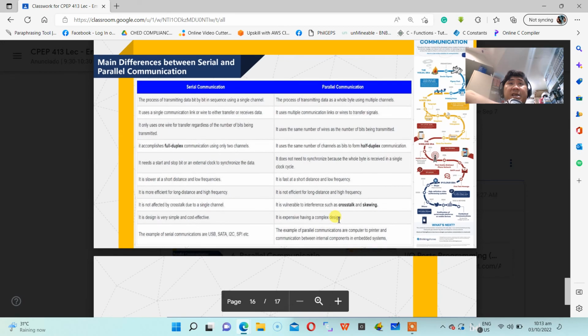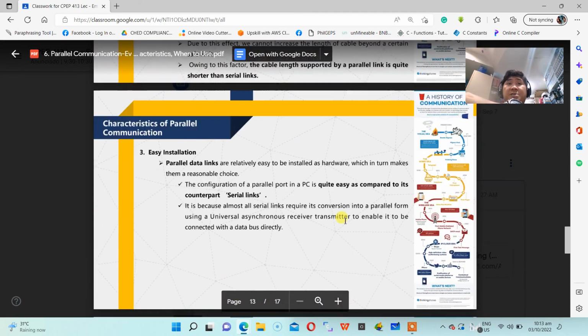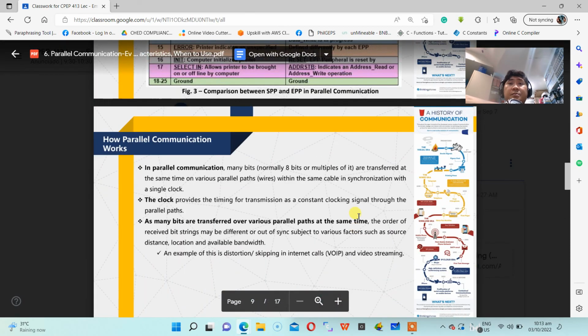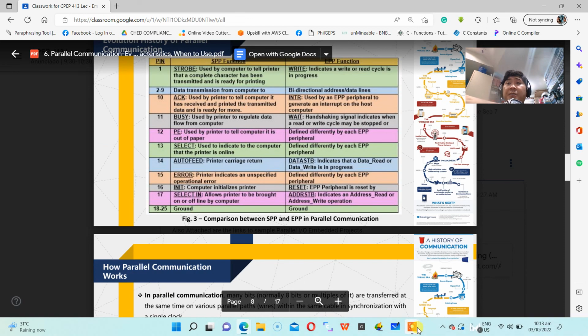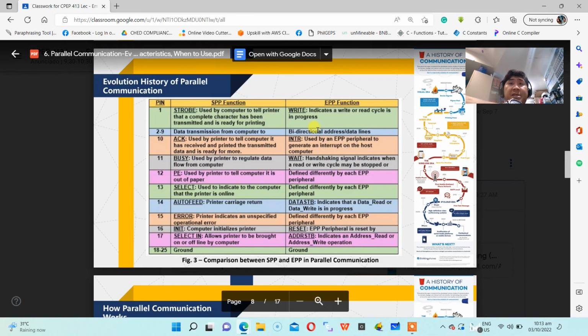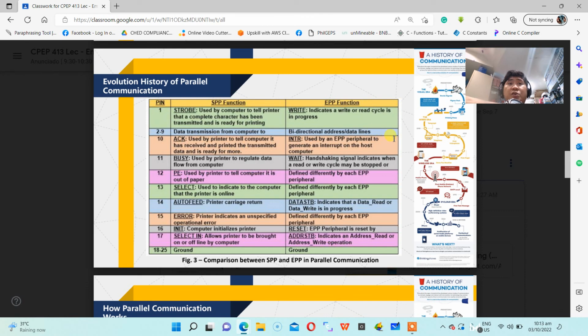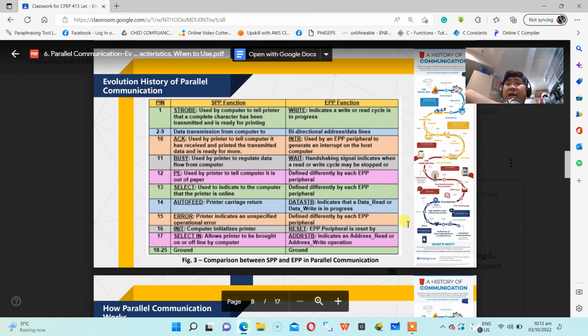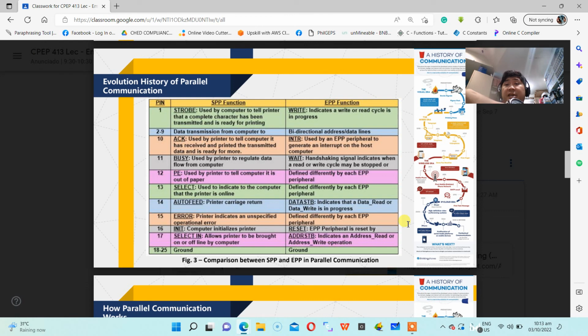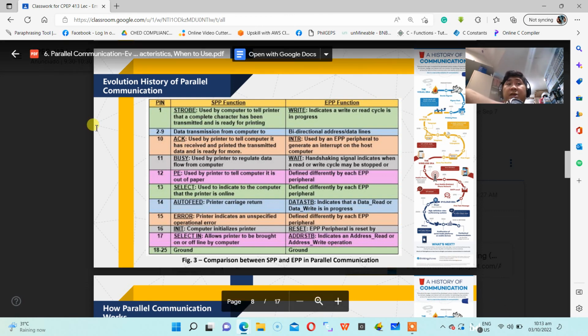So I think that's it for parallel communications. But again, guys, we'll be applying this as we go on, especially this 2 to 9. We'll be trying to have bidirectional address and data lines, okay, with your controllers.